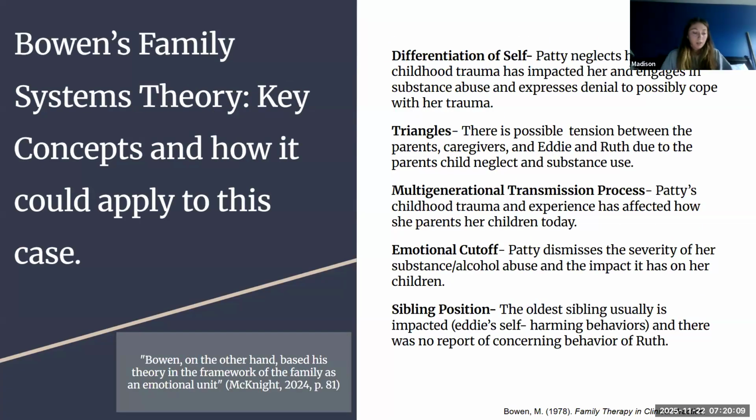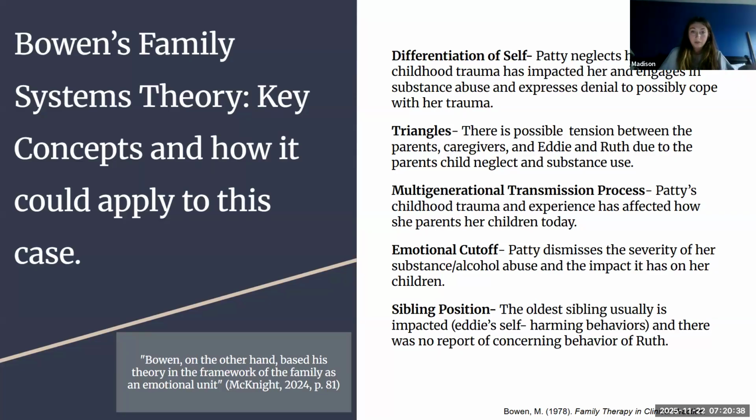Next, we're going to apply Bowen's family systems theory framework to develop a deeper understanding of this case. I wanted to mention a quote from McKnight that I pulled here, a summary of Bowen's perspective on family. They say, Bowen, on the other hand, based his theory in the framework of the family as an emotional unit. Our module emphasizes some of the key concepts of Bowen's theory, and we applied it to our case.